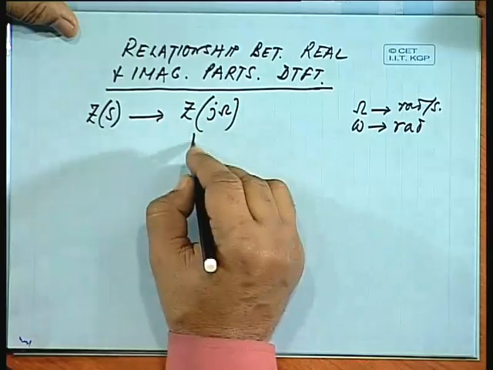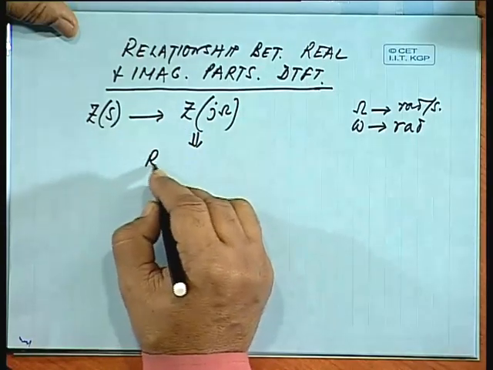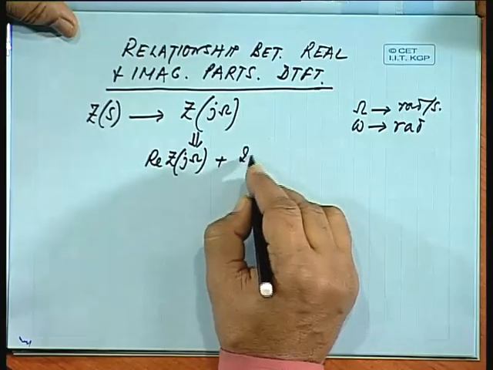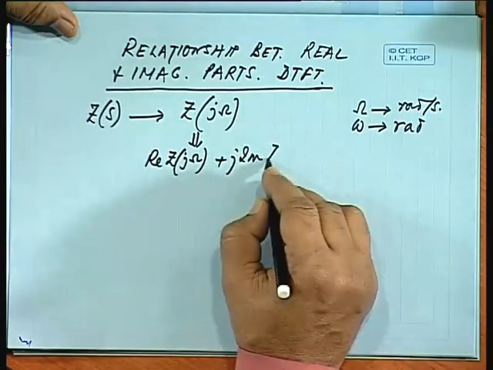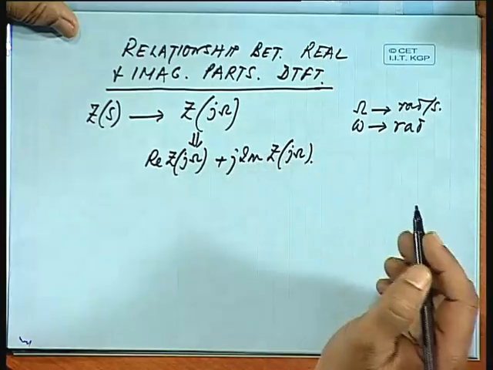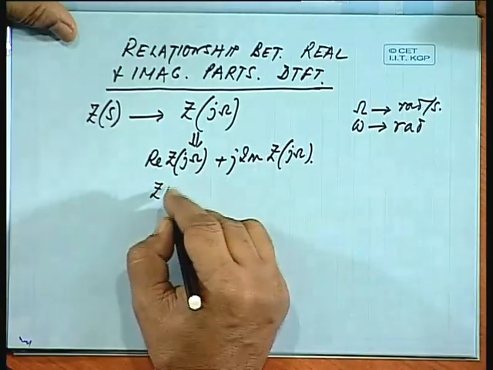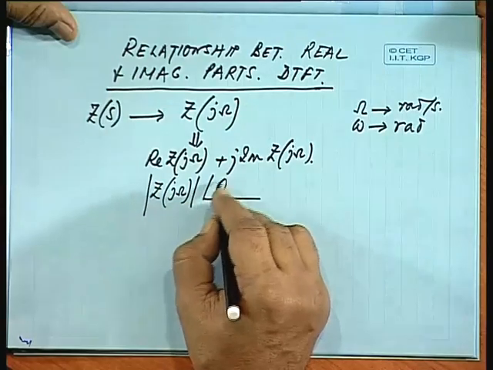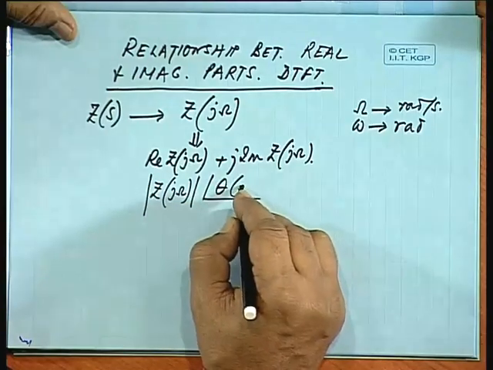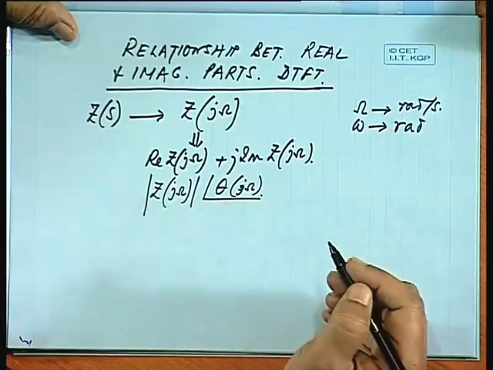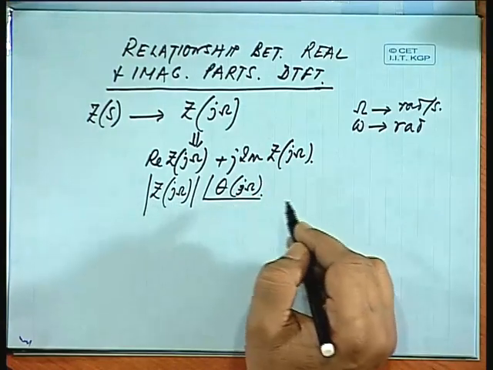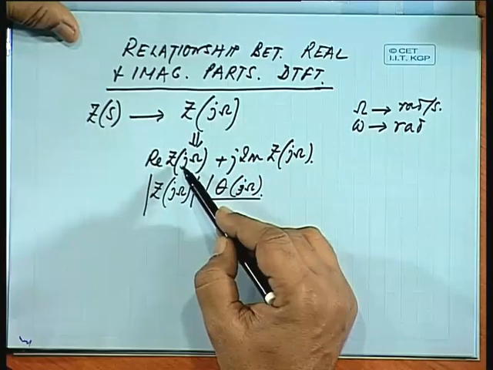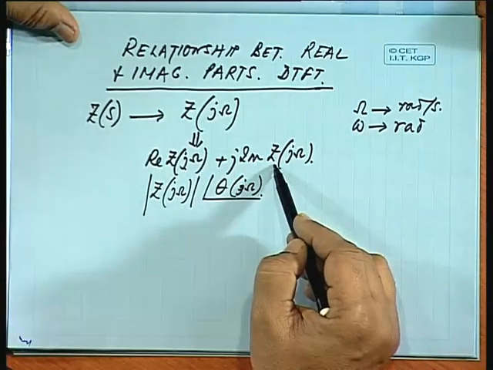Now, this can be written as a real part and an imaginary part. Okay. Or we can write it in the polar form, in magnitude and phase. So, to describe Z(s), we need the information of both real and imaginary parts.